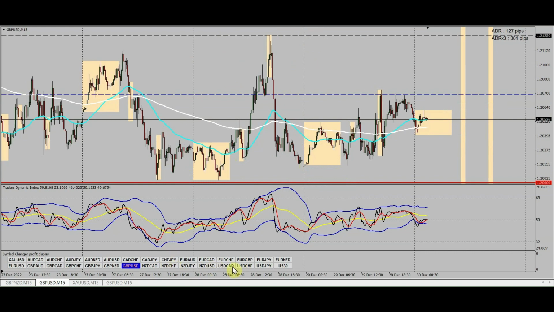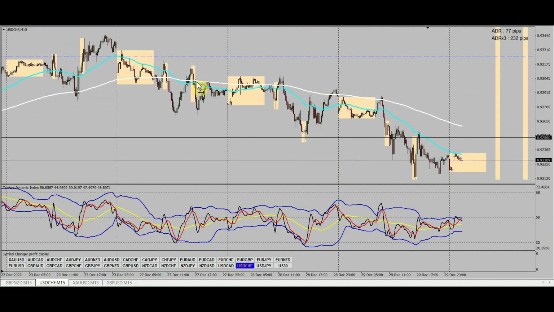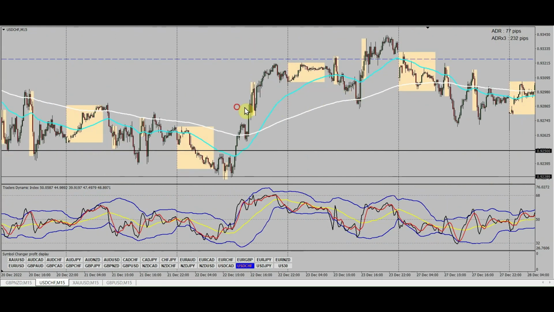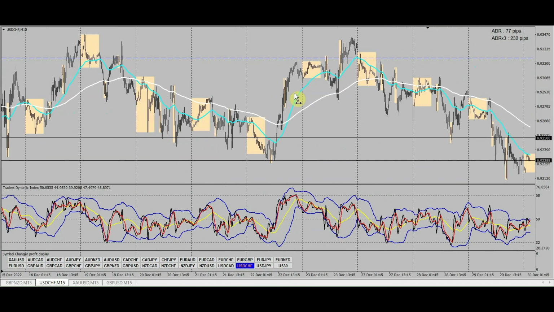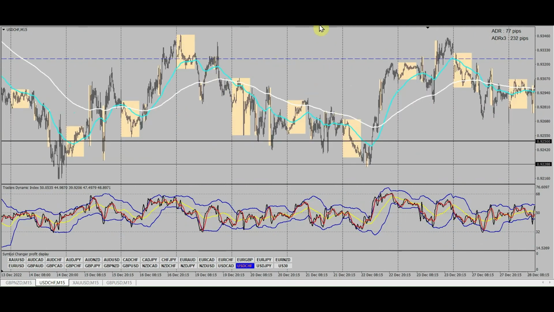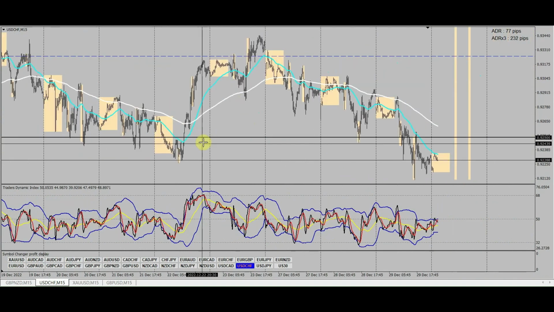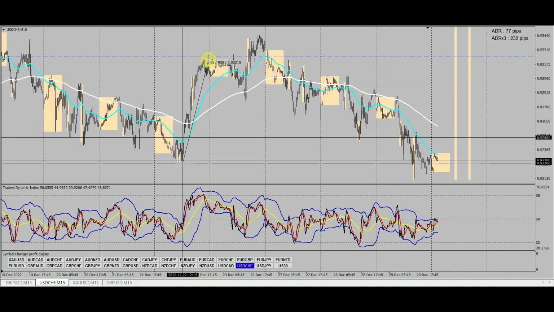Let me look for a pair that might have a little bit more. Okay, so let's look at USD CHF. So I'm looking at USD CHF. The ADR is 77. So we have a high that was formed here, a high that was formed here, and then it made a move of 121 pips. So we know that we have a downtrend. Then what happened after? From this low, we made a move of 95 pips. So coming into the next day, I'm looking for what?